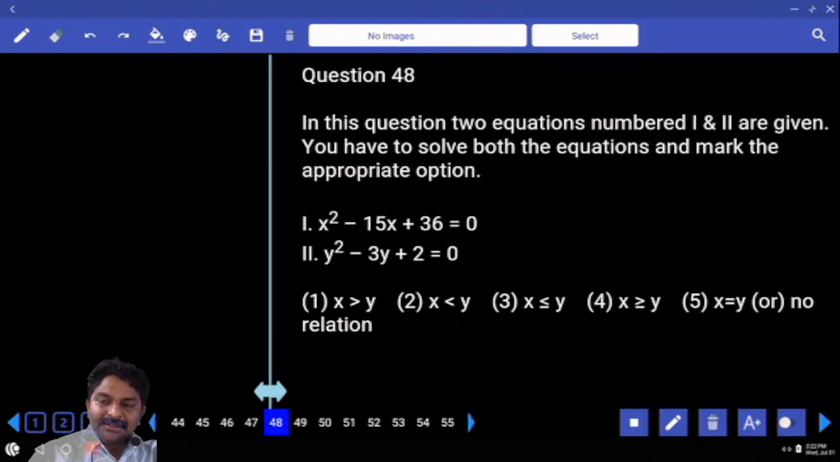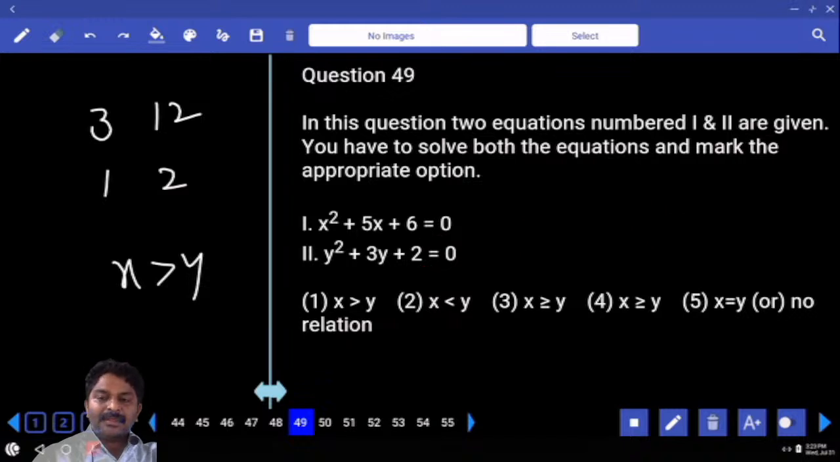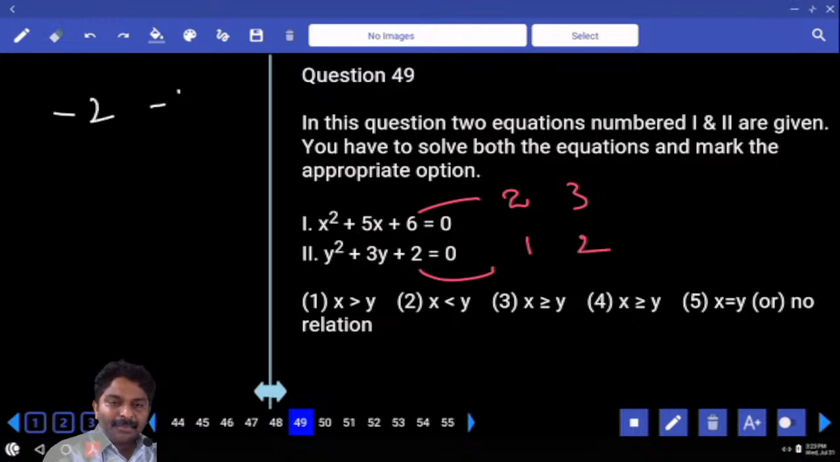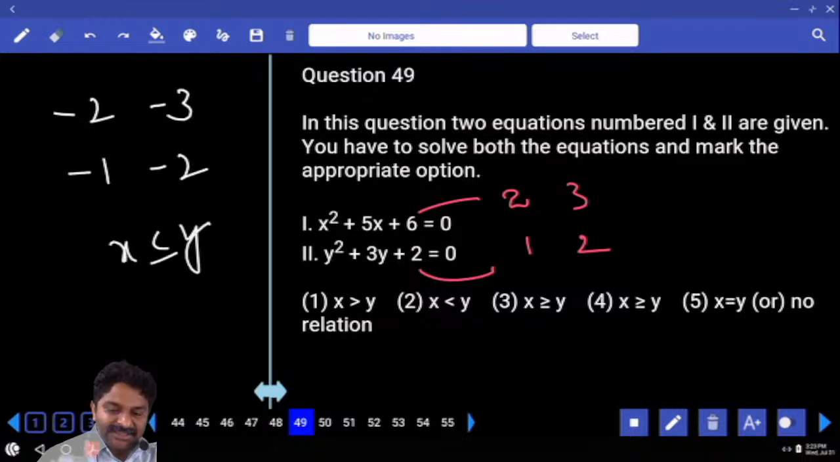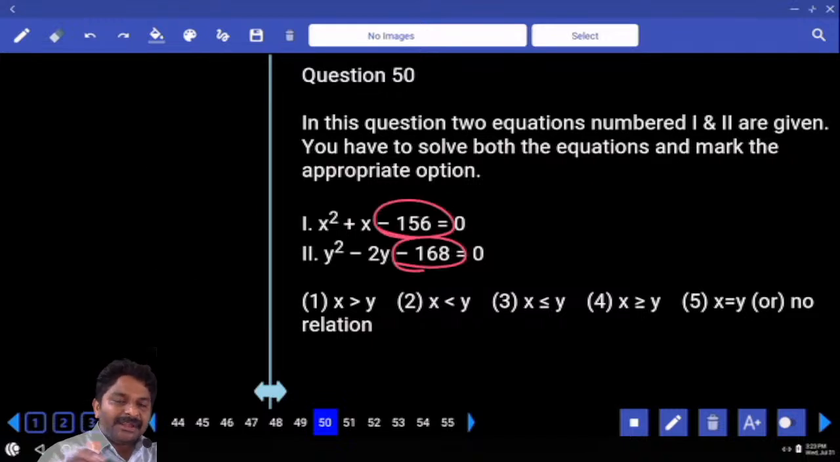Right. 36 can be written as minus 3 into minus 12. 2 can be written as minus 1 into minus 2. Factors are 3 comma 12, 1 comma 2, x greater than y. 6 can be written as 2 into 3, 2 can be written as 1 into 2. Factors are minus 2, minus 3, minus 1, minus 2. X is less than or equal. Free question. Both values are negative, right? Answer: no relation.